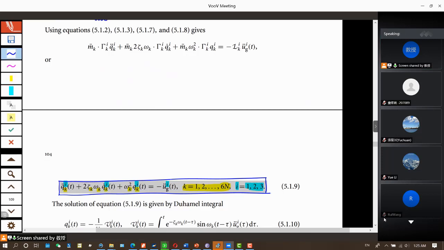Now we can solve this using Duhamel's integral. So this is Duhamel's integral, and we need this integral. If you recall what we studied last week on the ground response spectrum, this is the maximum value.